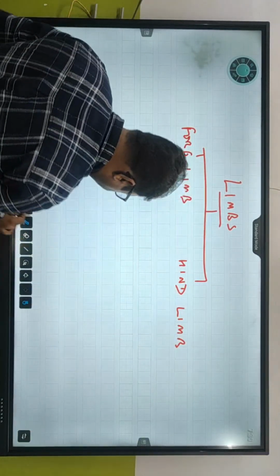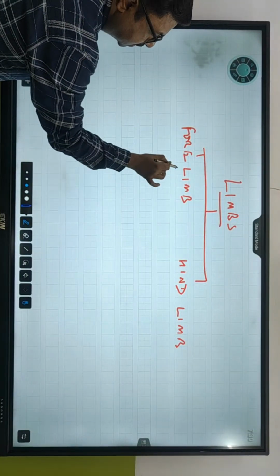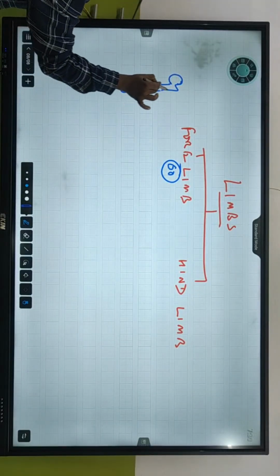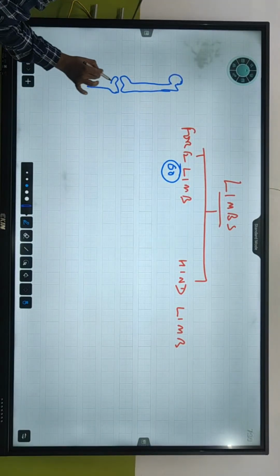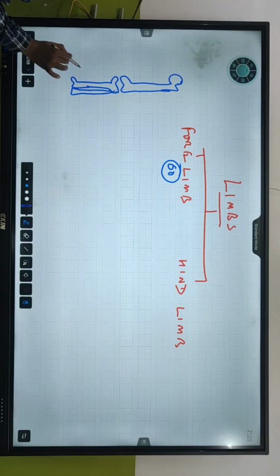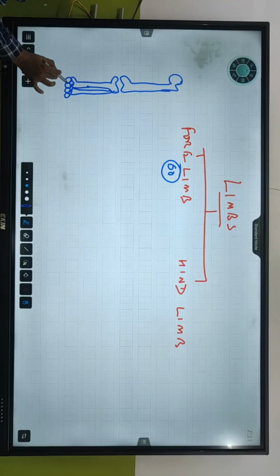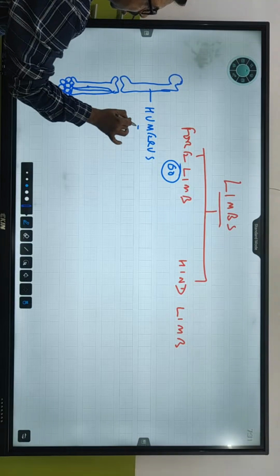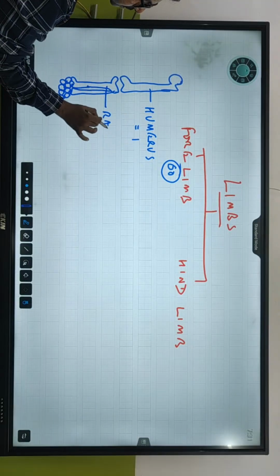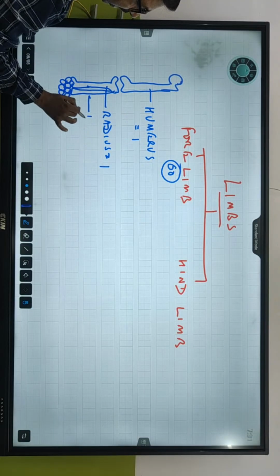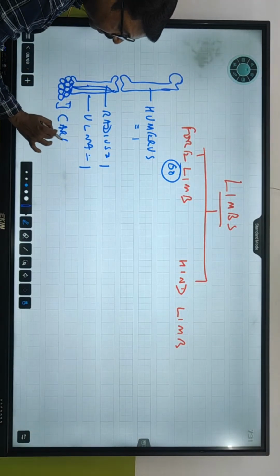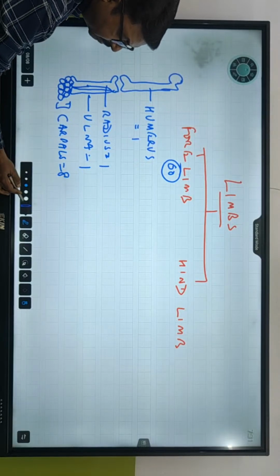Under forelimb, tell me how many bones are there? 30 bones are there. How, sir? This is humerus, this is radius, this is ulna. Here there are 8 bones called carpals. So this is humerus, only 1 bone. This is radius, 1. This is ulna, 1. These are carpals, 8 of them.